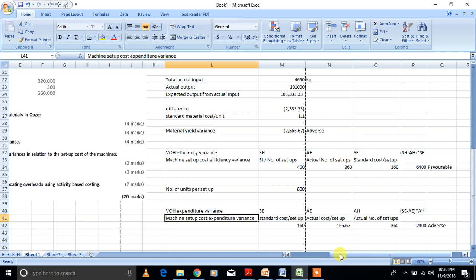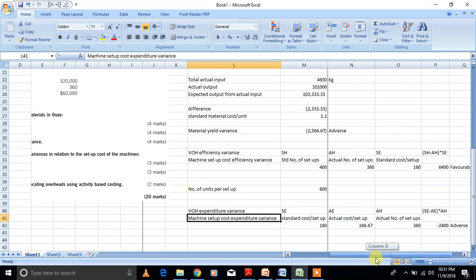Point number two: this kind of question can even be tested in the first part, section A of the paper. They can give this information and ask to find machine setup cost efficiency variance for a 2 marks question. So you must be fit enough to come up with your own equation like this and answer. So please don't exclude this kind of working. It can come in any part of the paper, section A, section B, section C. ABC and standard costing can be mixed together and a question like this can be tested.